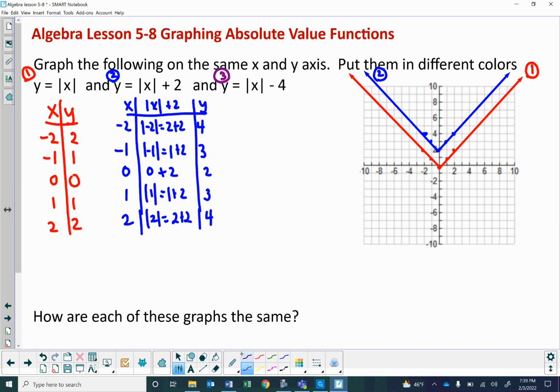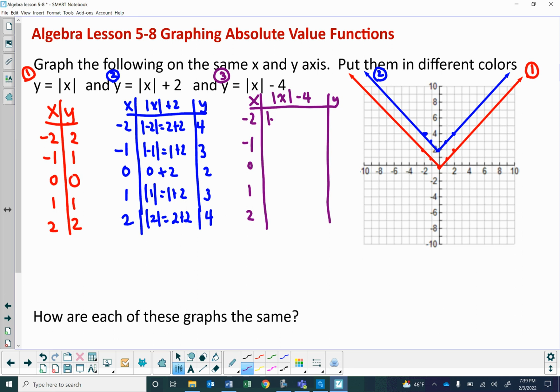Again, I'm going to draw an x and y table. Eventually, you're not going to need these. And I'll show you that today, and you'll be really thrilled to figure out how well this works. Now we're going to the absolute value of x minus 4. So I'm going to use the same points again, -2, -1, 0, 1, and 2.